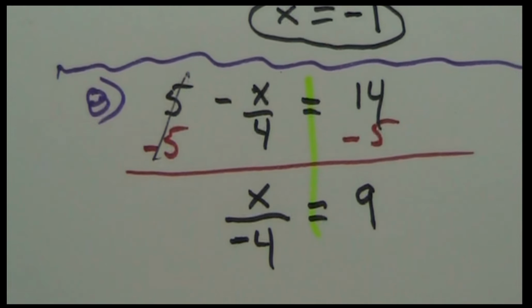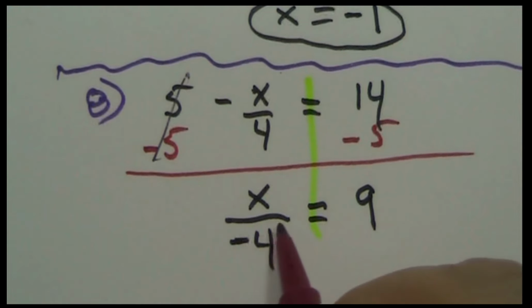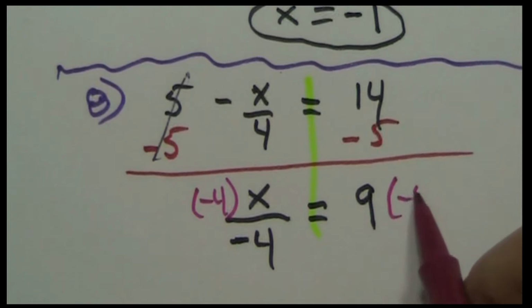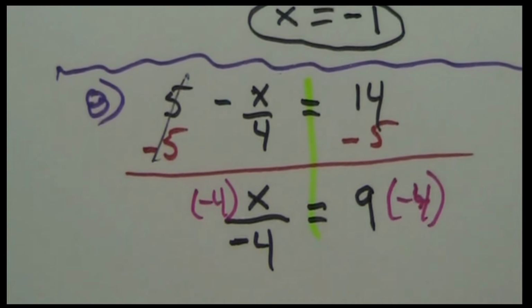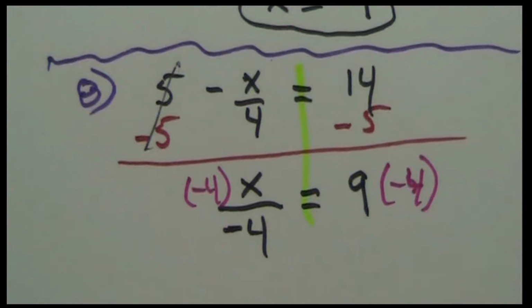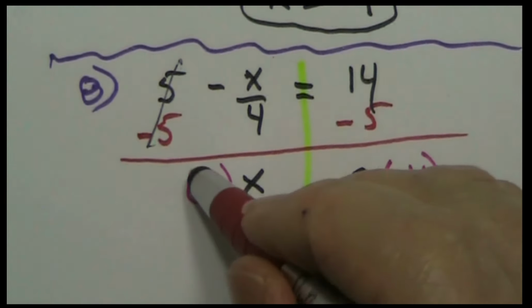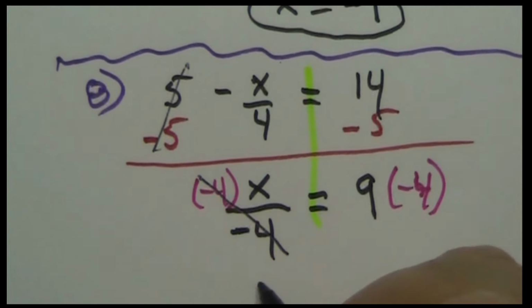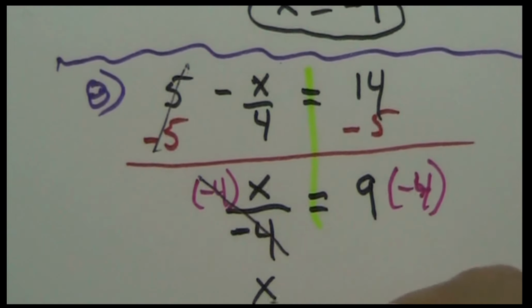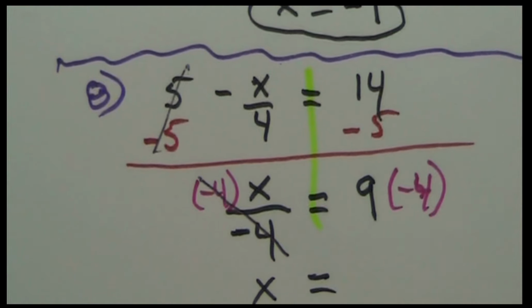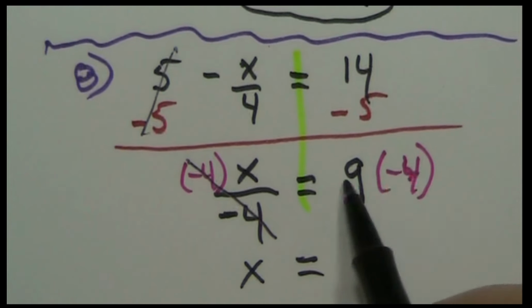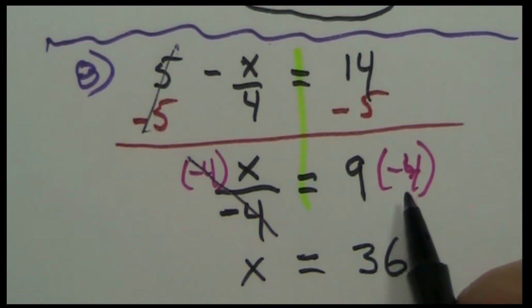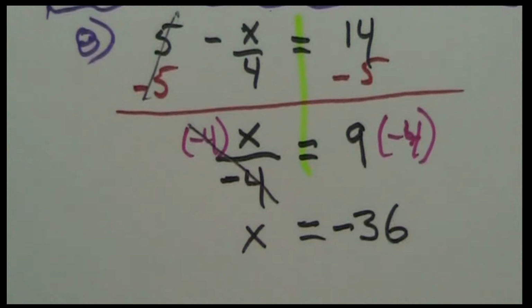Okay, now we need to get rid of this negative 4. That's divide, so I will multiply both sides. And this here will cancel, excuse me. And you're just left with the letter x. It reduces to 1. And we're left with 1x or just x. And then we have 9 times 4. That's 36. And there's one negative. So it's negative 36.